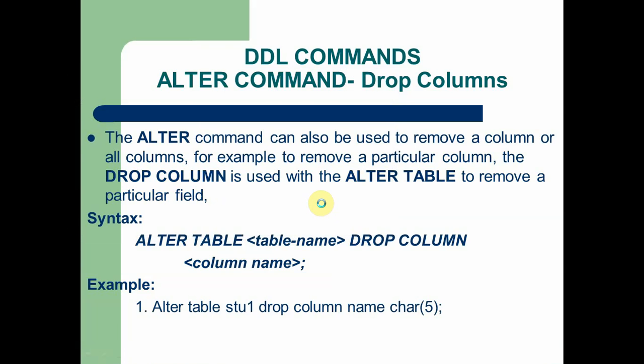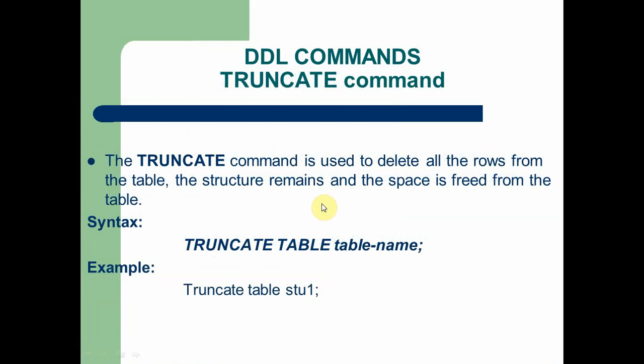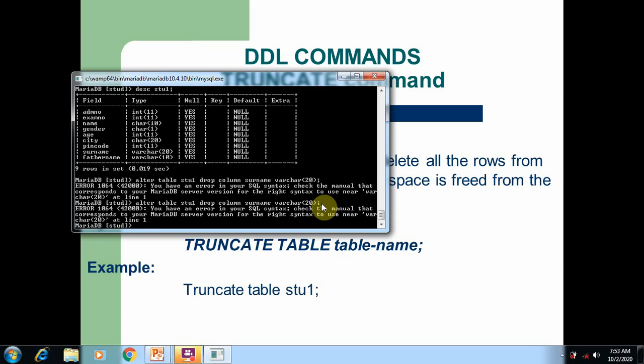Okay. Next command is the DDL command. TRUNCATE is also a DDL command, a data definition command. This command is used to delete all the rows from the table. The structure remains the same, and the space is freed from the table. So TRUNCATE TABLE will simply remove all the rows from the table.